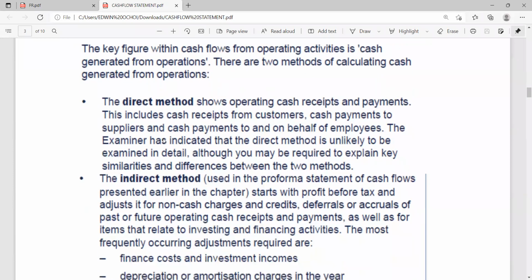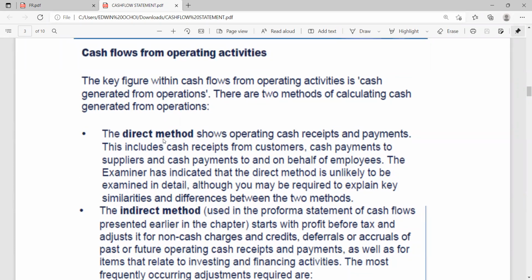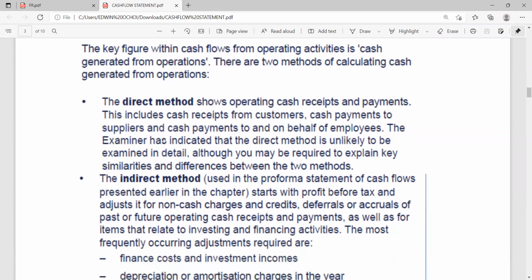So under the direct method, when we talk about operating activities, the direct method shows cash receipts and payments. This includes cash receipts from customers, cash payment to suppliers, and the payment to and on behalf of employees. The examiner has indicated that the direct method is unlikely to be examined in detail, although you may be required to explain key similarities and differences between the two methods.